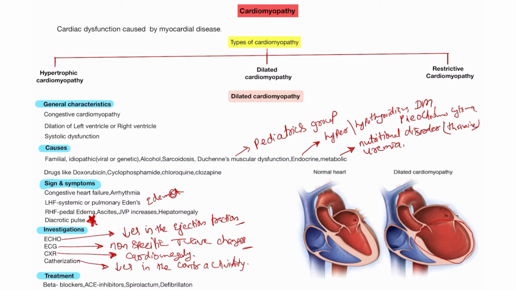So these are the investigations we use to determine which type of cardiomyopathy. For dilated cardiomyopathy you will see this type of characteristic. What is the treatment of dilated cardiomyopathy? You will give beta blockers like propranolol and metoprolol. Different types of ACE inhibitors are used. Spironolactone and a defibrillator are also used in the treatment of dilated cardiomyopathy. So this is dilated cardiomyopathy.